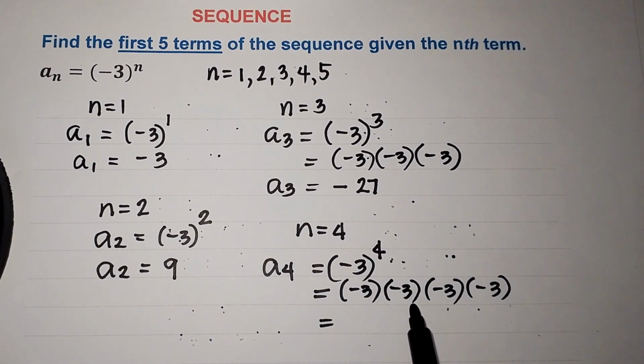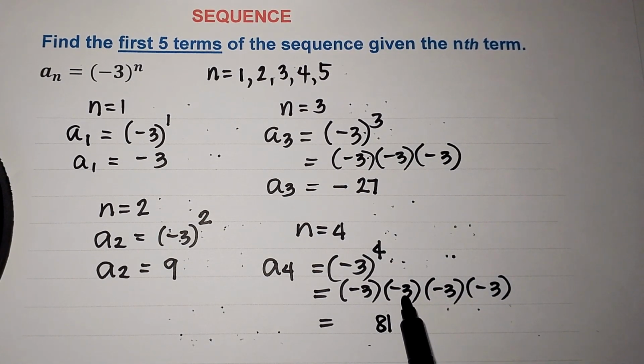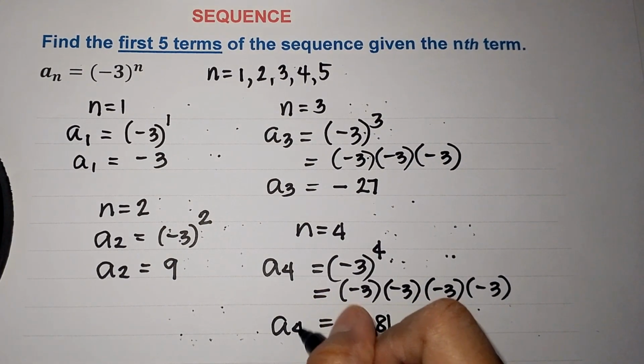3 times 3 is 9. Remember that. 3 times 3 is 9 also. And 9 times 9 is 81. Negative times negative is positive. Negative times negative is positive. So positive times positive is positive 81. So that is a sub 4.